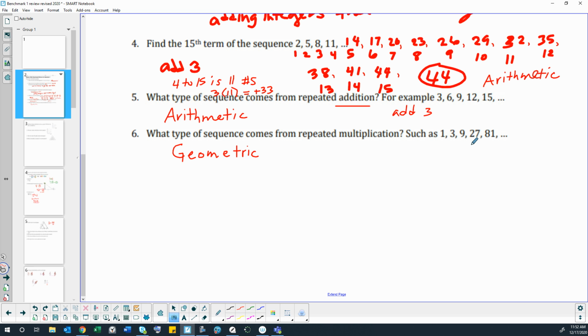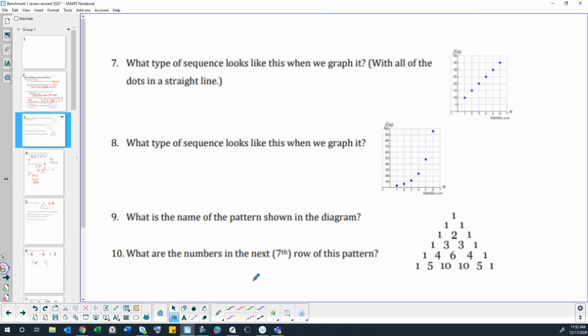So geometric, what's happening in this sequence to go from 1 to 3, 3 to 9, 9 to 27, 27 to 81? Multiply by 3. Yeah, it's multiply by 3, right? Good. Okay, we already talked about these briefly. When the dots representing an arithmetic sequence are graphed, they are a straight line. So an arithmetic sequence has our straight line dots. We're just adding the same number, it just goes up at a constant rate. But our geometric sequence is multiplying, so it goes up much faster, so it gives it more of a curved graph.